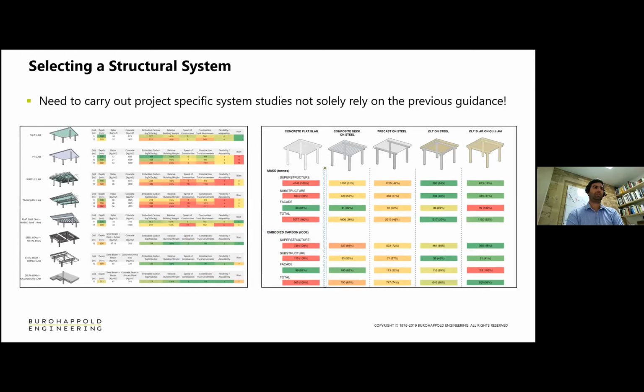Being able to specify a building to get the best and lowest carbon outcomes is a key step, but then allowing time for optimization, for integration, and for detailing that allows you to drive down the embodied carbon, and for the design engineers to be able to drive down the embodied carbon, is super critical.